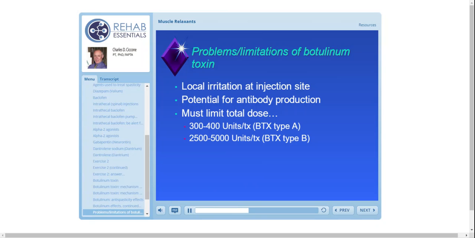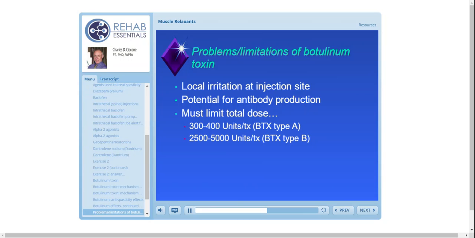As a result, we typically must limit the total dose. In an adult, this is probably about 300 to 400 units of the type A form of the toxin. Different potency for the type B, but still a limitation of 2,500 to 5,000 units of the type B toxin.